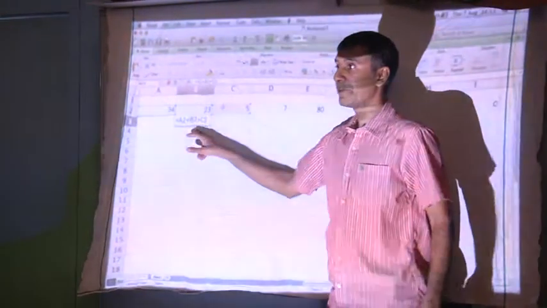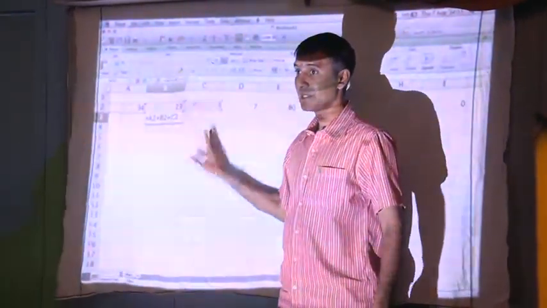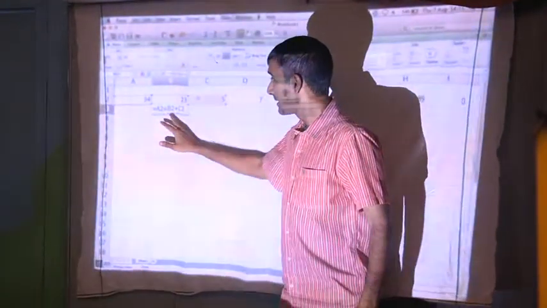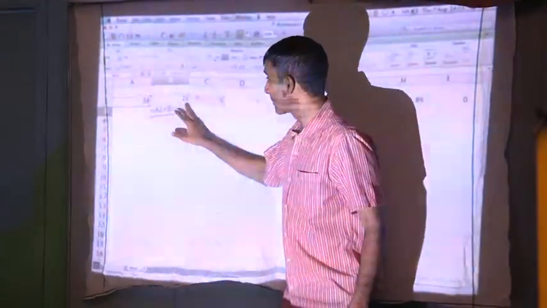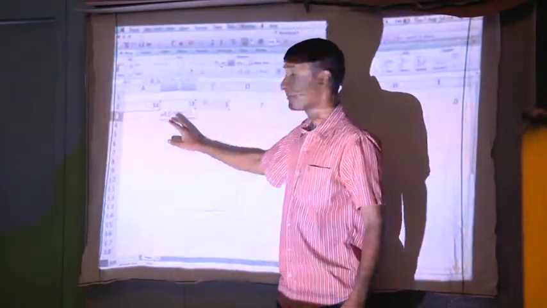You see, this is called a formula. When you write a formula, you have to say equals, then you have to click. Now what is important about the formula? What's important is this doesn't say 34 plus 23 plus 5. It says A2 plus B2 plus C2.